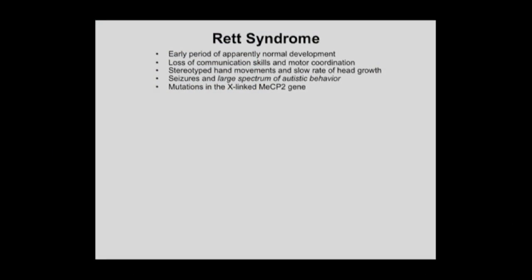So Rett syndrome is a neurodevelopmental disorder, and the kids, apparently, are born normal for the first year or so, and then you see a loss of communication skills and motor coordination, and some of them present with seizures. They also have a large spectrum of autistic behavior, so they are actually part of the autism spectrum disorders. Rett syndrome is 90% caused by mutations in a gene called MECP2.